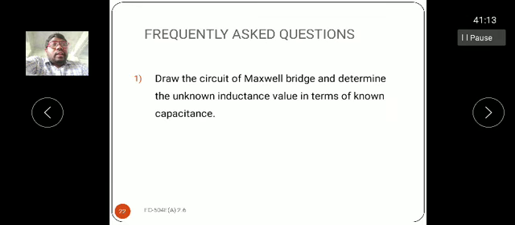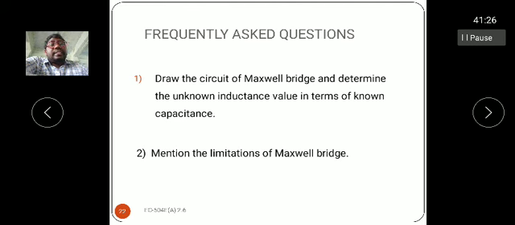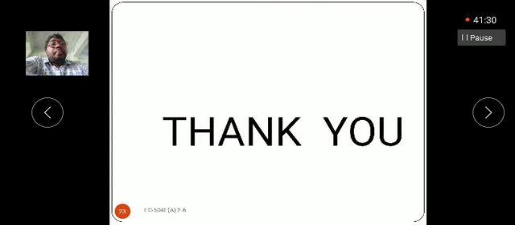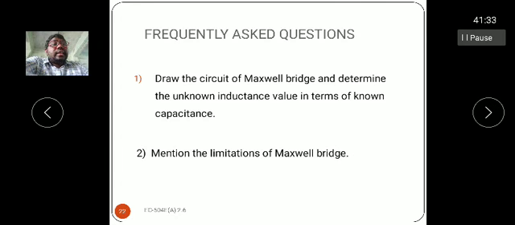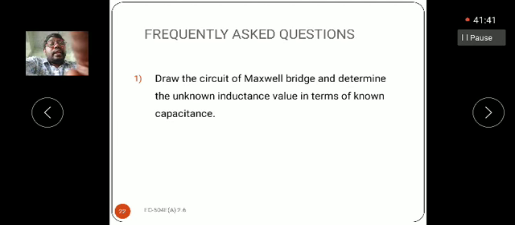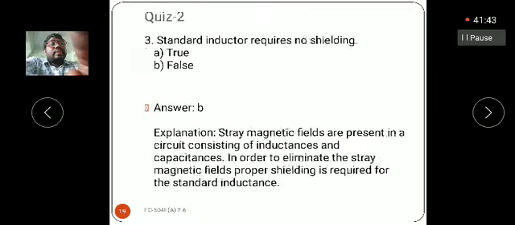In this frequently asked question in the examination: draw the circuit of Maxwell's bridge, determine the unknown inductance value in terms of the known capacitance, and mention the limitations of the Maxwell's bridge. This is the discussion about the Maxwell's bridge and its limitations.